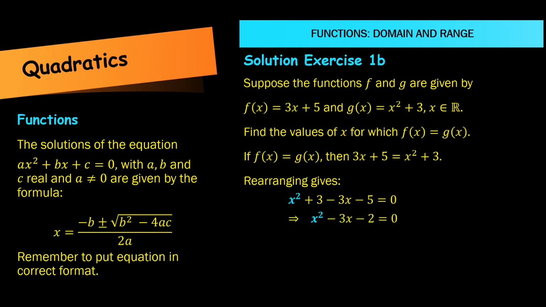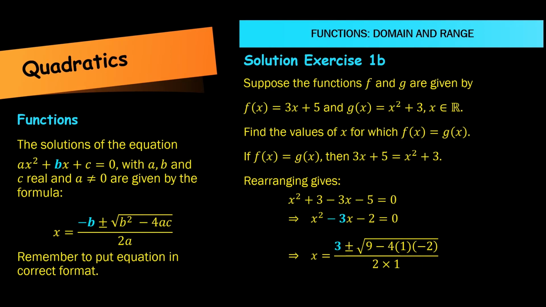We now tidy up. X squared stays as it is. Minus 3x stays as it is. And 3 minus 5 becomes minus 2. And of course all of this is equal to 0. We now solve by using the quadratic formula.